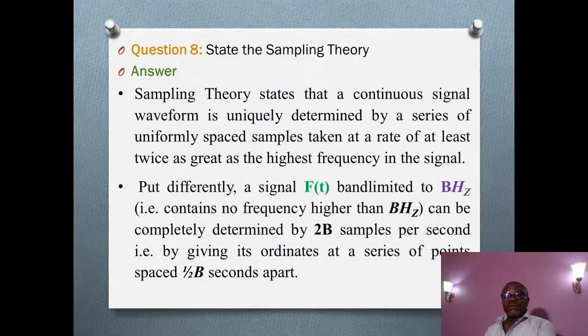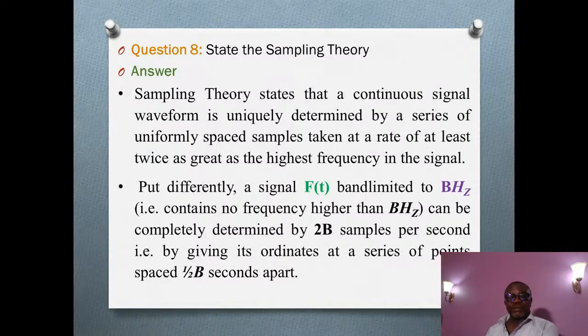Next, state the sampling theory. Sampling theory states that a continuous signal waveform is uniquely determined by a series of uniformly spaced samples taken at a rate of at least twice as great as the highest frequency in the signal. It is very important that as a communications person, you know this.